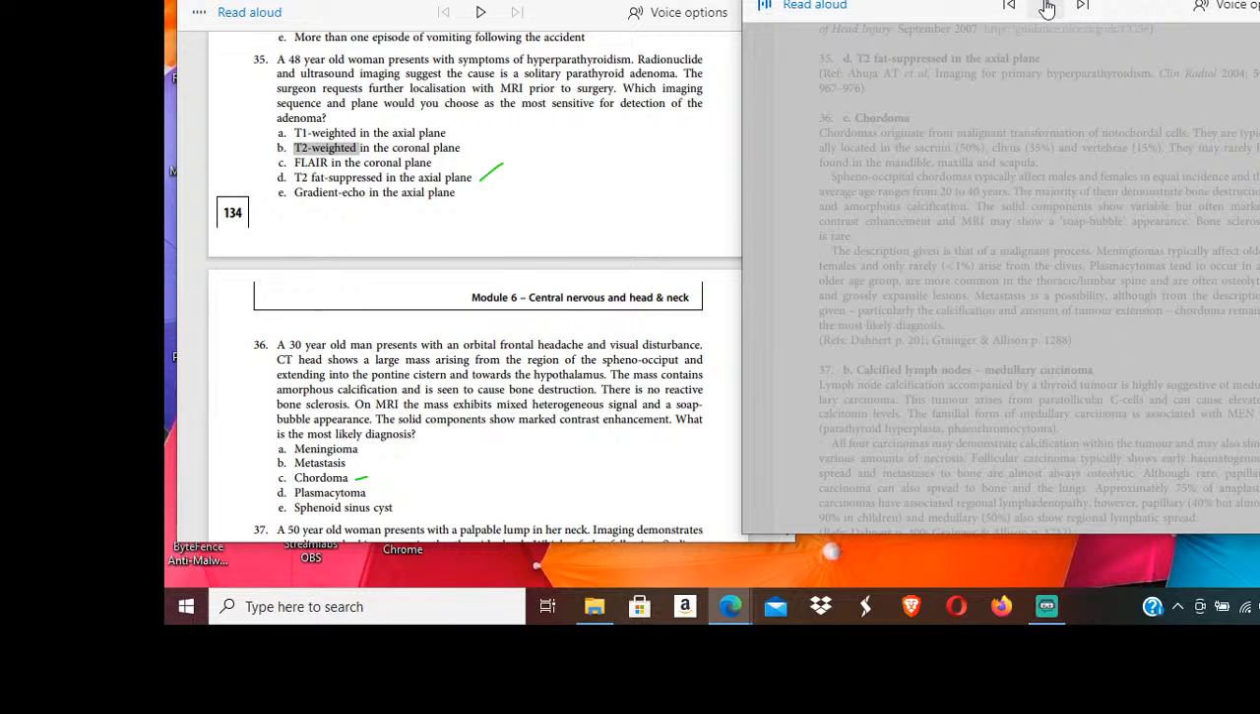Of head injury. September 2007. http://guidance.nice.org.uk/cg56. 35. D. T2 fat suppressed in the axial plane. Ref. Ahuja et al. Imaging for primary hyperparathyroidism. Clin Radiol 2004.